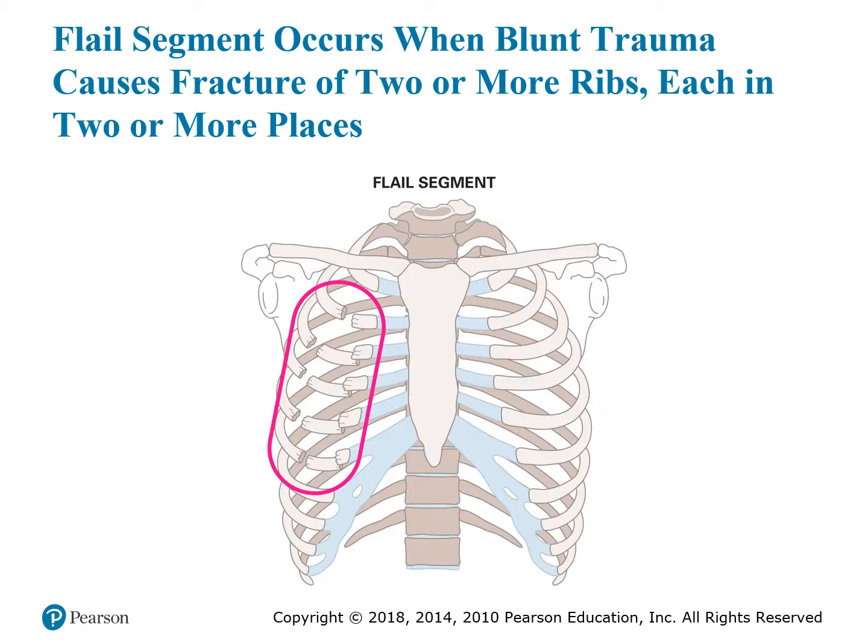Here's a nice little picture of what a flail section or a flail segment would look like. Okay, 2 or more adjacent ribs broken in 2 or more places. In a sense, creates a free floating section which will move in the opposite direction of the chest wall. Okay, we call that motion a paradoxical motion.